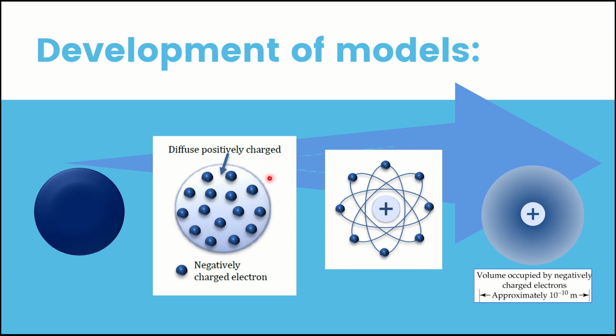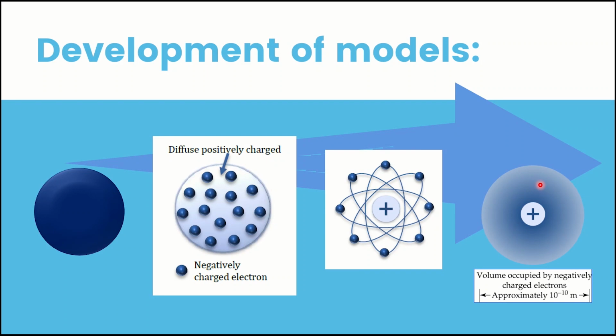Then with more information, the picture of atom change to this model, where rather the positive charge is a diffuse area, it changed to be just concentrated in the center, and it is given the name nucleus. This is the area of positively charged, and we still have electrons moving around this nucleus. However, this is not the end of the atomic model.